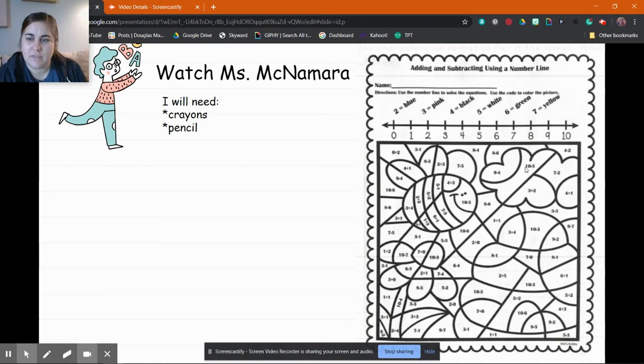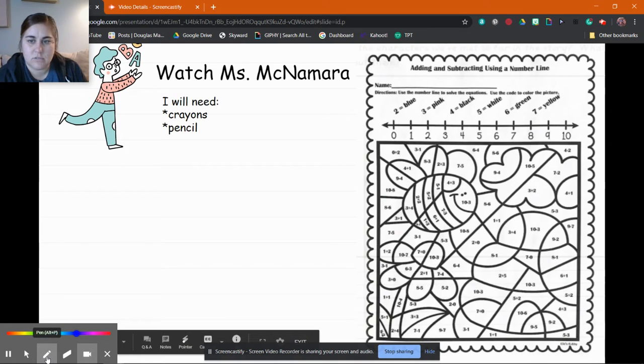The math problems on the worksheet are addition and subtraction. So you have to make sure you are really paying attention to whether it's asking you to add or subtract. Otherwise, your colors are going to be off, and your picture is going to look a little wacky. So make sure you're looking at if it's asking you to find out what you have altogether or if you're taking away.